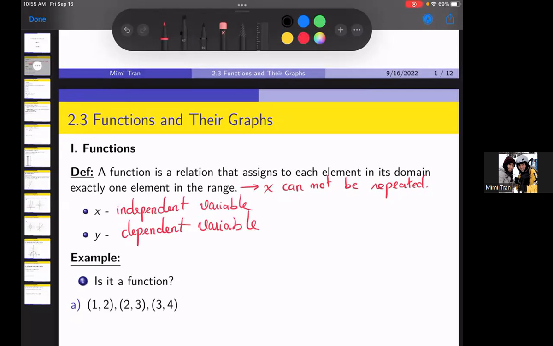Now, when I say this, what do I mean by this? It means y is a function of x. I mean, whatever I plug in for x, that'll be y. So y depends on x. That's why it's the dependent variable.